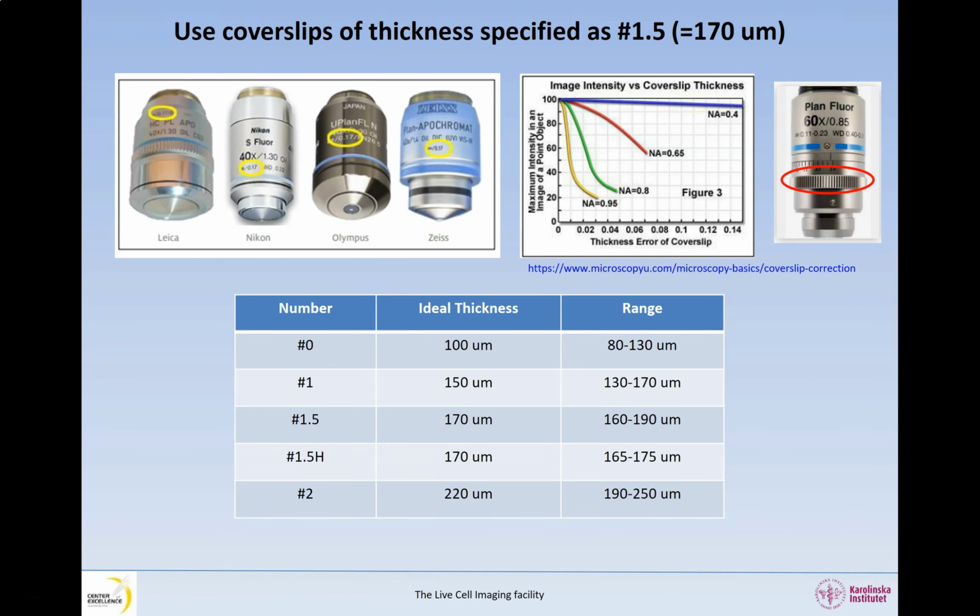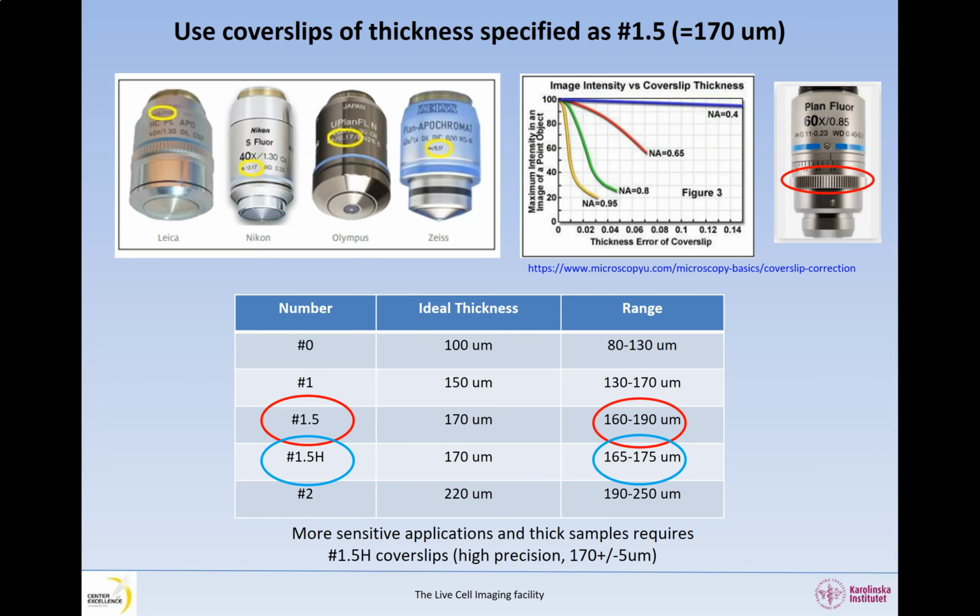All cover slip manufacturers follow the same labeling system. Cover slips labeled as number 1.5 have a thickness range between 160 to 190 micrometers. Cover slip number 1.5H have an even narrower range of thickness, 170 micrometers plus or minus 5 micrometers. Number 1.5H cover slips are more expensive.